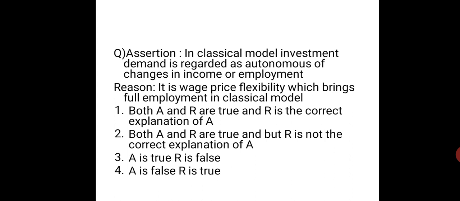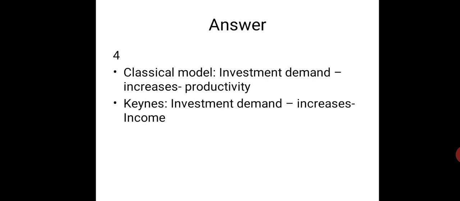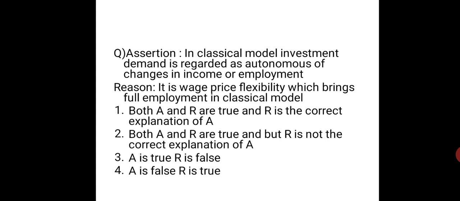Assertion: in the classical model, investment demand is regarded as autonomous of changes in income or employment. Okay, so the classical model feels that investment changes because of change in income or employment. That is the assertion. Reason: it is wage price flexibility that brings full employment in the classical model. That is correct. Just now we have mentioned that they believed in full employment, which can be achieved through changes in wages and price.